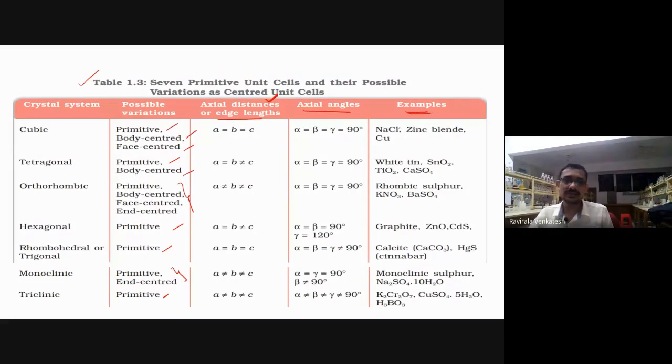Examples are also given here. Sodium chloride, cubic system. Graphite will have what type? Hexagonal system, isn't it? Monoclinic sulfur will have monoclinic. Zinc oxide will have what type? Hexagonal. In examination, they don't ask these examples, so no need to worry here. Nobody will ask examples. Only they will ask angles and also edge lengths. You have to remember edge lengths and also what? Angles. These are very, very important.